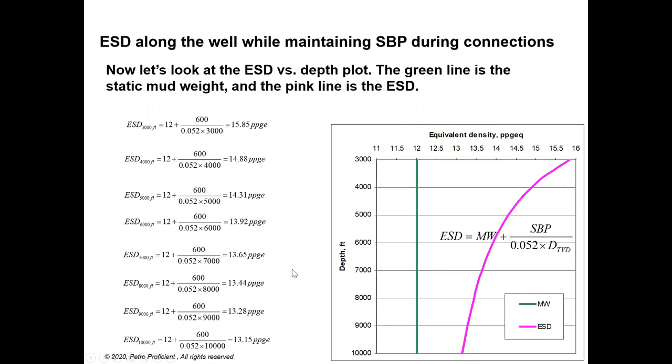And you need to be aware of this fact. You cannot just increase your surface back pressure at will to any level, even though it is within the pressure rating. You also need to see what the pressure would be at your previous casing setting depth. And if it is higher than the fracture gradient equivalent at your previous casing setting depth, then you need to consider this in your planning and make sure that it doesn't exceed a pressure limit.